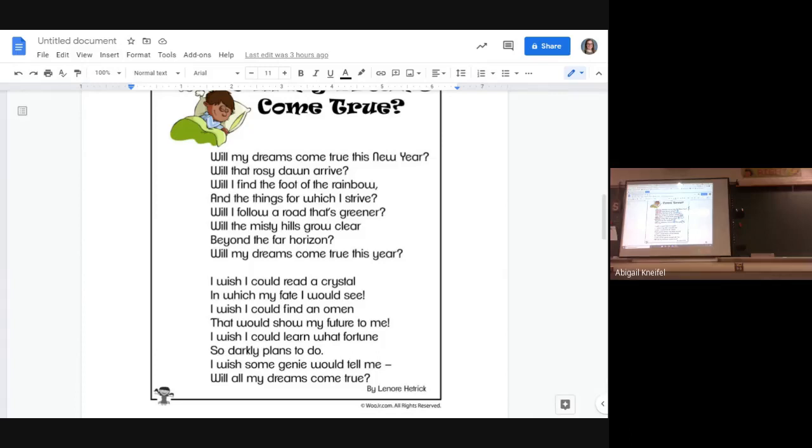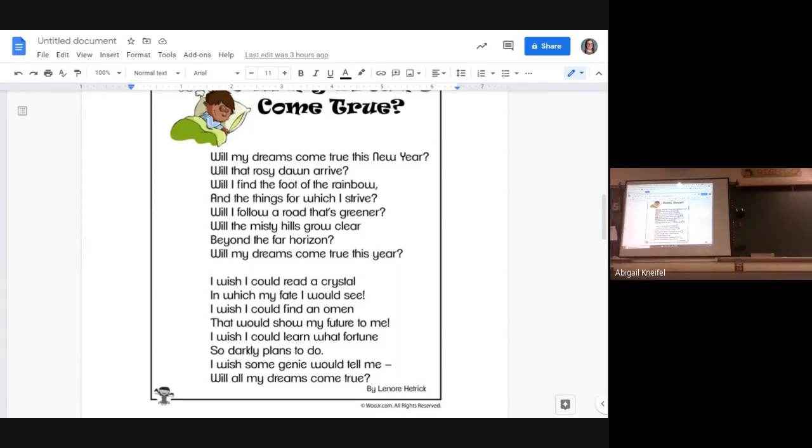I wish I could read a crystal. We have A, B, C, D, E. What's next? F. Anything else rhyming with crystal? No. I wish I could, in which my fate I would see. C is A. Everyone? G. What rhymes? Now raise your hand. I know there's other G lines. What's another G line, Bryden? Me. And then there's another me. There's a me, and then there's another me. So there's 3 G lines, just like there's 3 A lines.